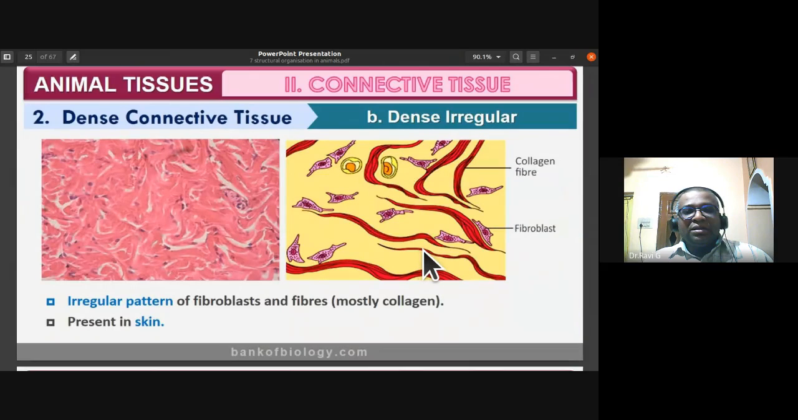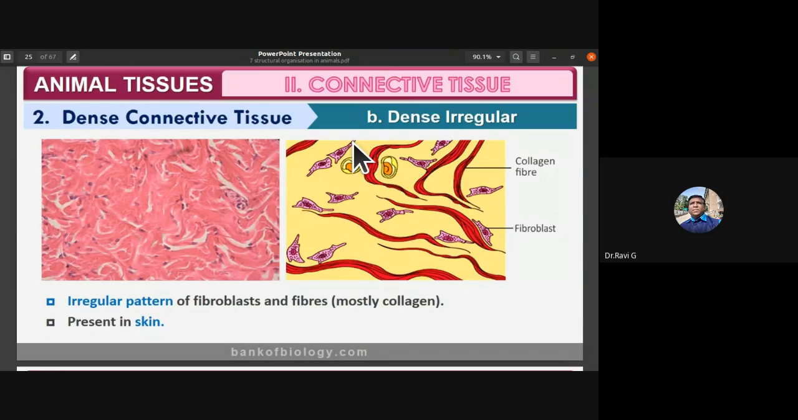The dense connective tissue, we have the next one, dense irregular. See, in dense irregular, there is, as the name indicates, an irregular pattern of fibroblasts and fibers, mostly collagen, irregularly arranged. So they are present in skin. So the dense irregular connective tissue is present in the skin. The fibroblasts and collagen fibers are irregularly arranged, and the fibers that are present majorly are collagen fibers.